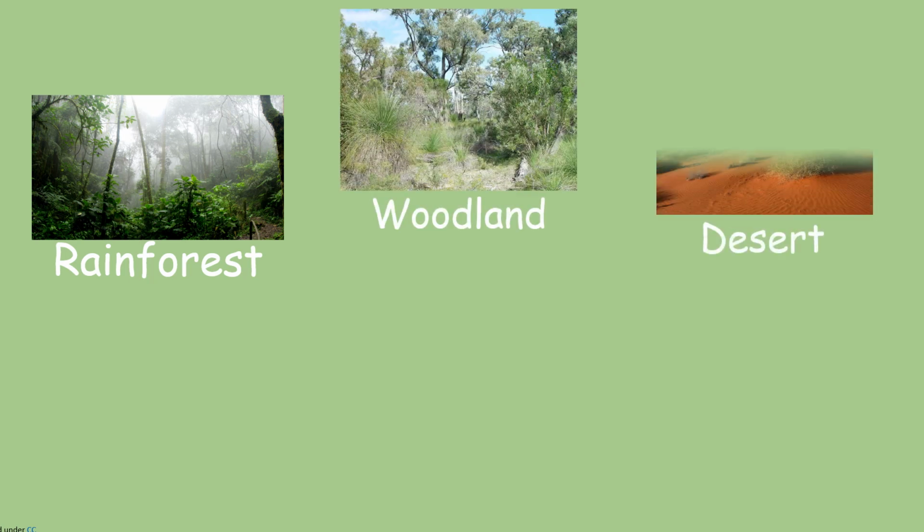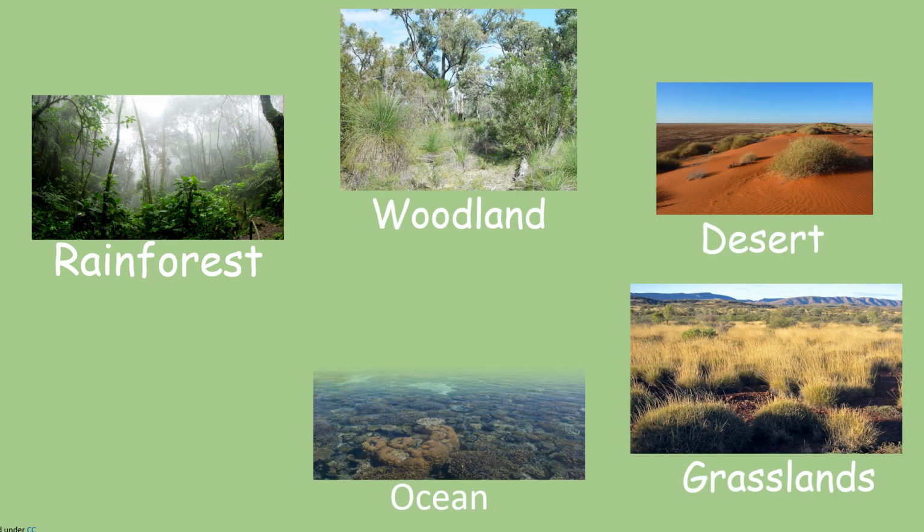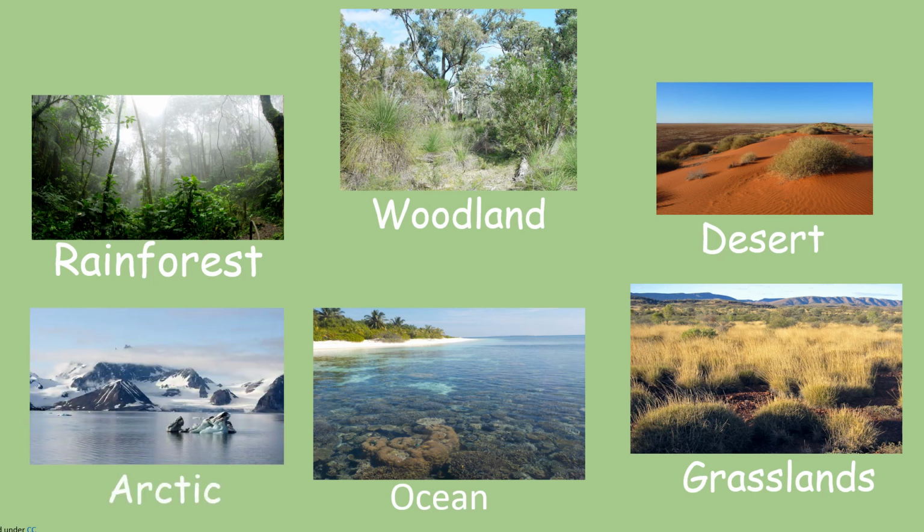Right, so let's just go over. We've got rainforest, woodland, desert, grasslands, ocean, and Arctic areas. So far we haven't talked about where humans live. Well, humans can adapt to just about anything. So that's why we live in just about anywhere.